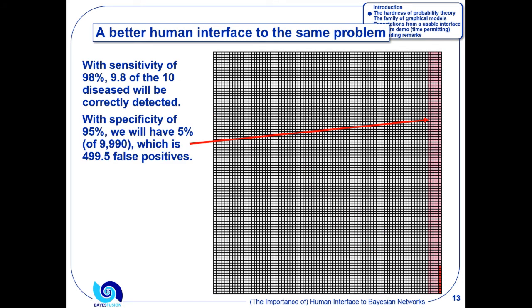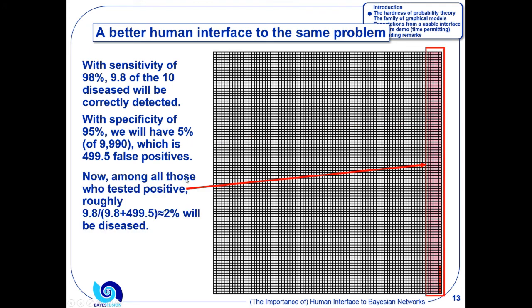Now, with a specificity of 95%, we will have 5% of the 9,990 as false positives. That comes down to around 500. So the pinkish and the red, these are the positive test results. So now, when you look at all the positive test results and your fiancé comes back with a positive test result, only around 2% of them, the proportion of red to the proportion of all positives, will be diseased. That's much easier to understand, isn't it?